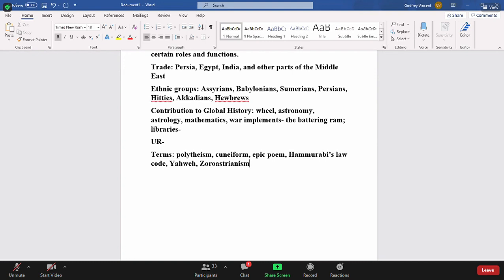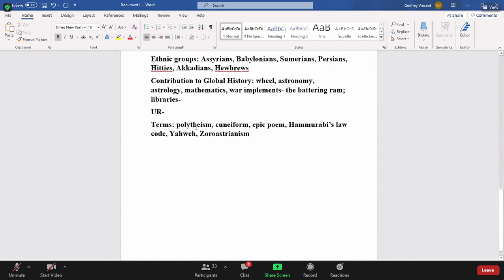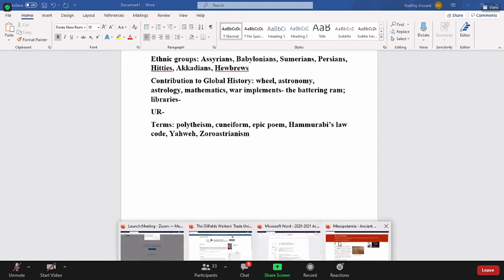So these are the terms in the chapter that are specific to ancient Mesopotamia. How would you define them? Remember, it's a take home exam. If I gave you polytheism, I don't want three lines, but you have to relate polytheism back to ancient Mesopotamia. So let's see how that operates.